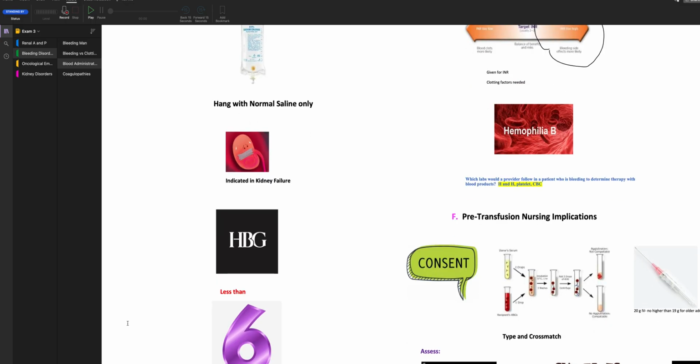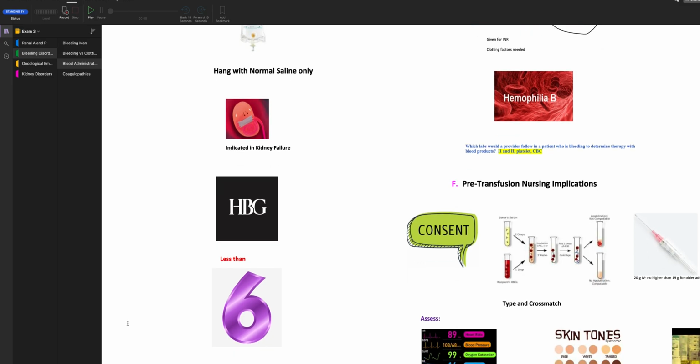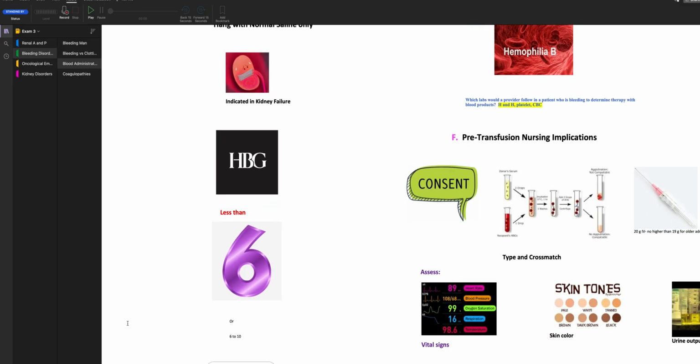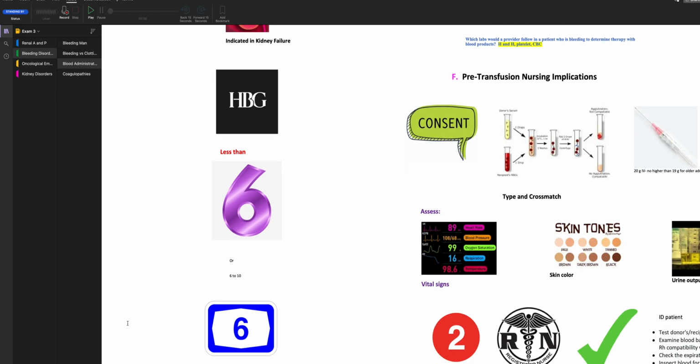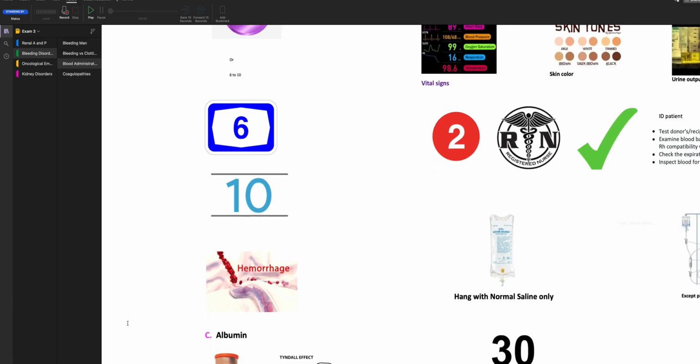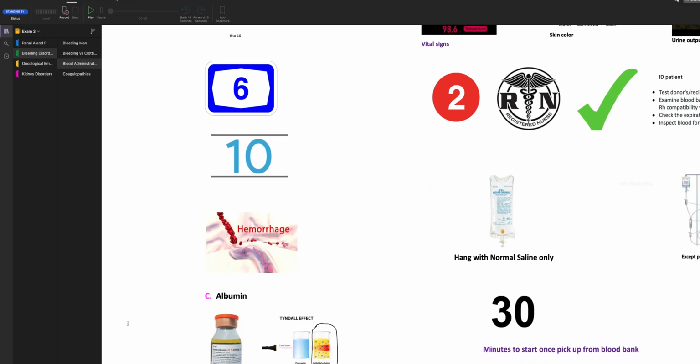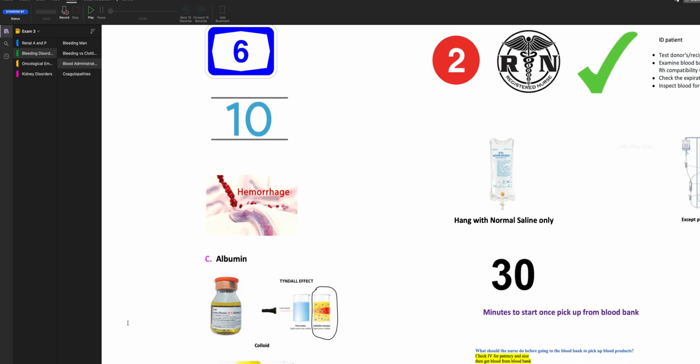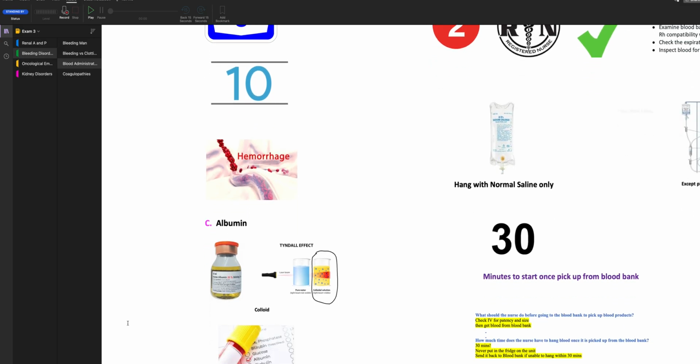transfusions if they have chronic kidney failure. All right, so they would get transfusions for a hemoglobin less than 6 or 6 to 10. Don't you hate it when the ATI just contradicts themselves? But that's what they say. Anybody hemorrhaging obviously would need packed red blood cells. So albumin.